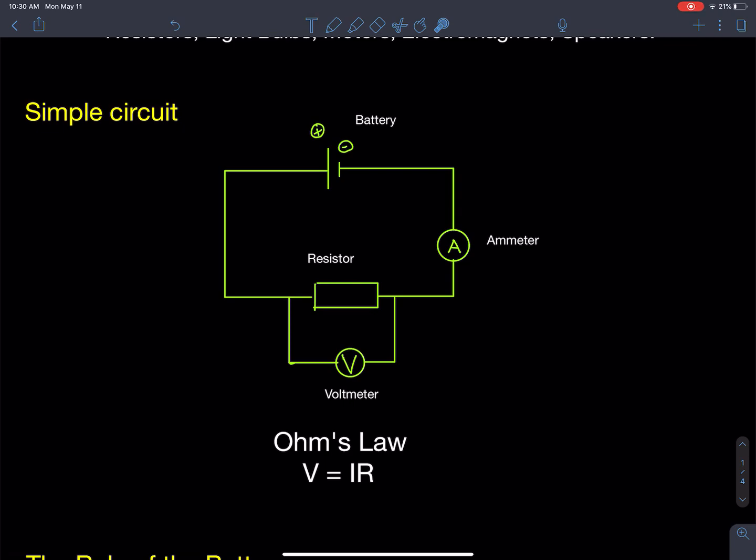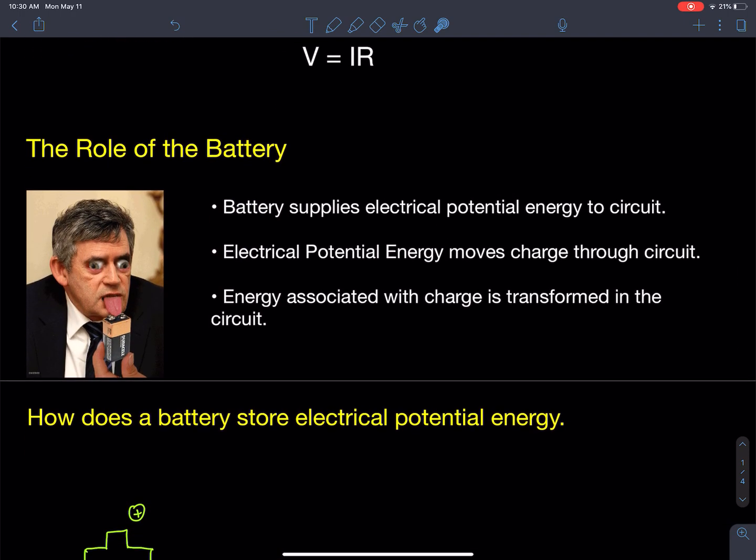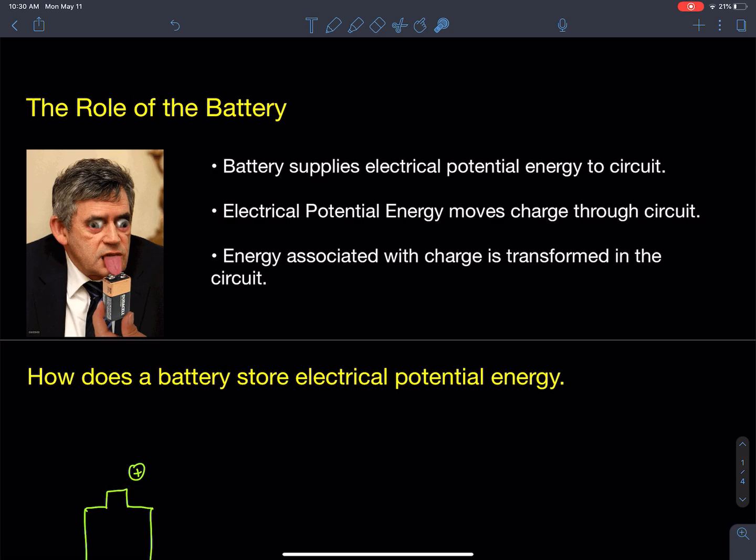In this video, we're only going to focus on the battery. I'm going to make subsequent videos where I take each individual component and we'll talk about it. So what is the role of the battery? The battery supplies electrical potential energy to a circuit. These are three things that I'm expecting you to know if I'm going to give you a test. The battery is the supplier of electrical potential energy.